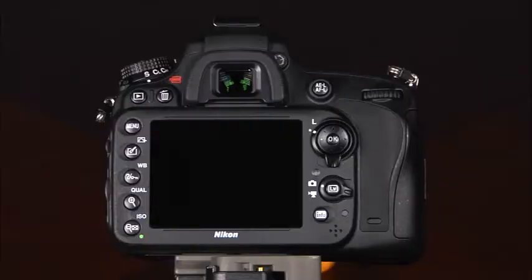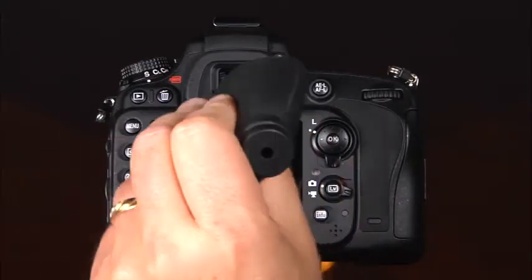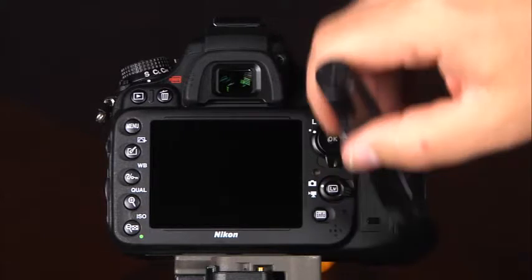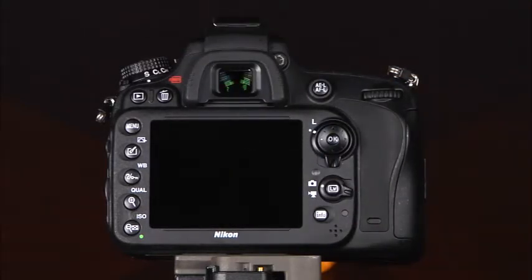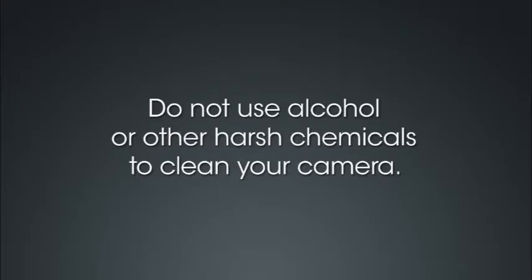Let's talk a little now about ways to properly clean your camera without causing damage. To remove dust or lint from the camera body, a blower or a brush is a good tool to have on hand. With either of these tools, you can also clean the lens, viewfinder, and mirror. To further clean the camera body, you can use a soft, dry cloth. Do not use alcohol or any other harsh chemicals.